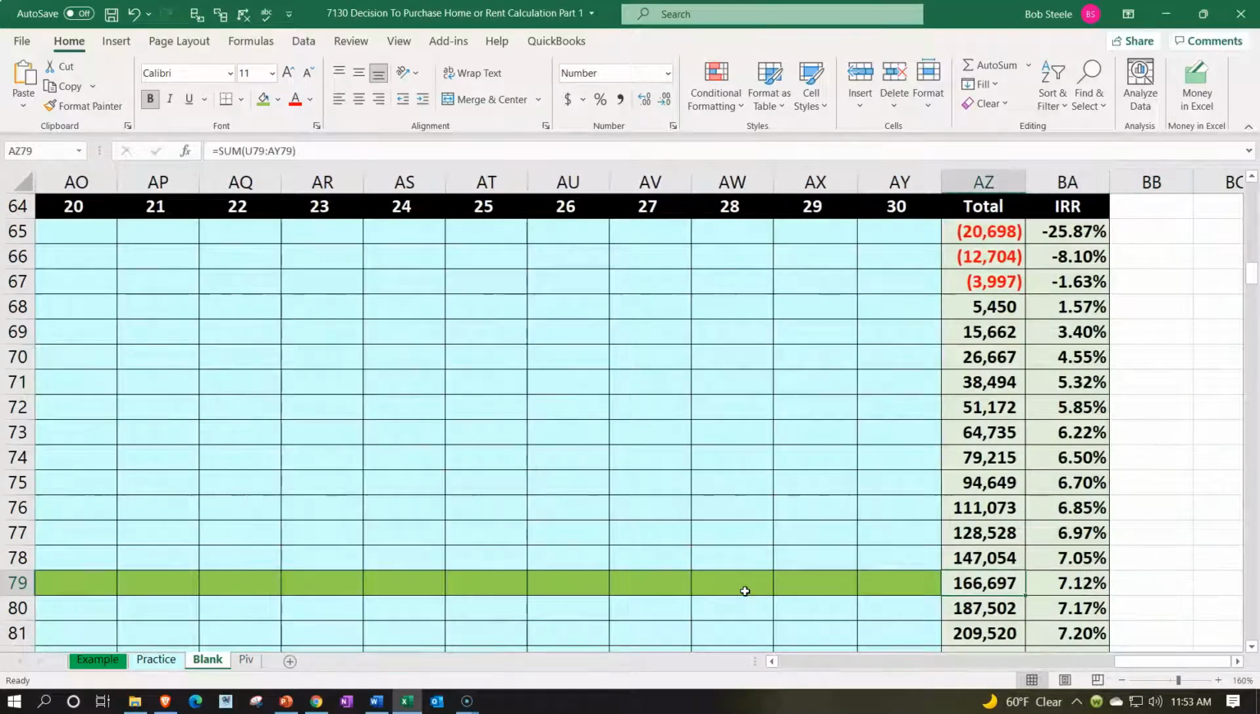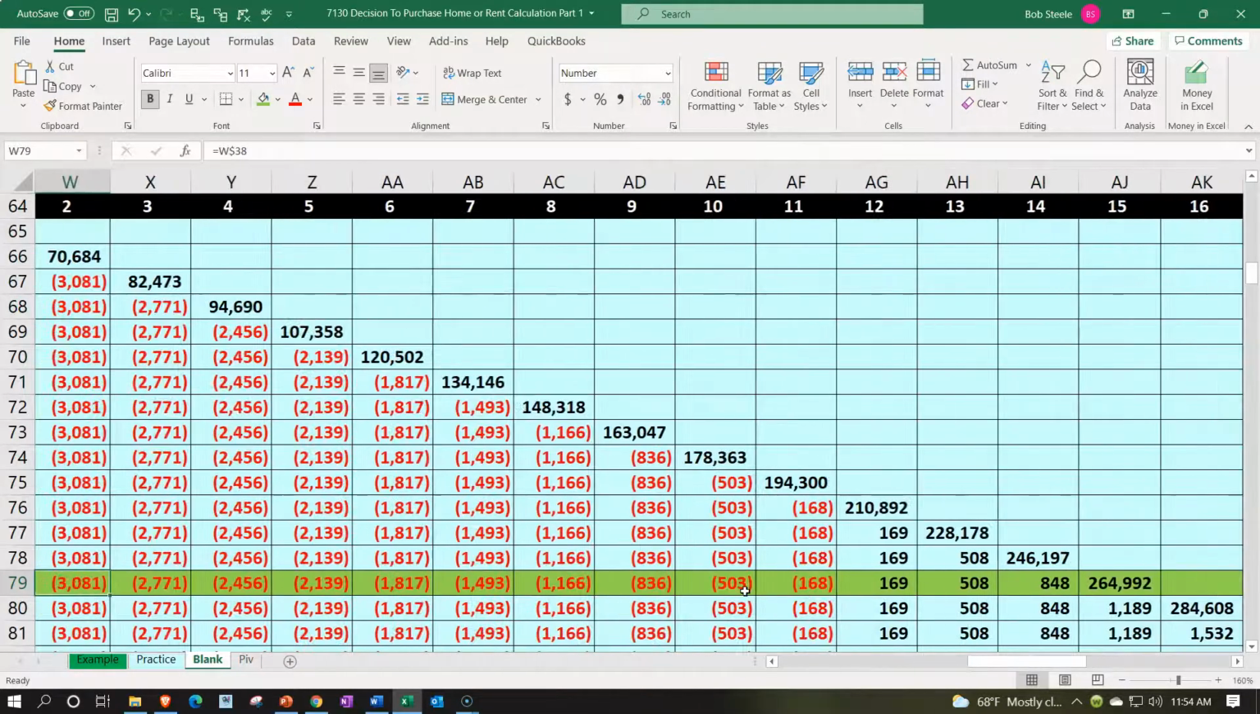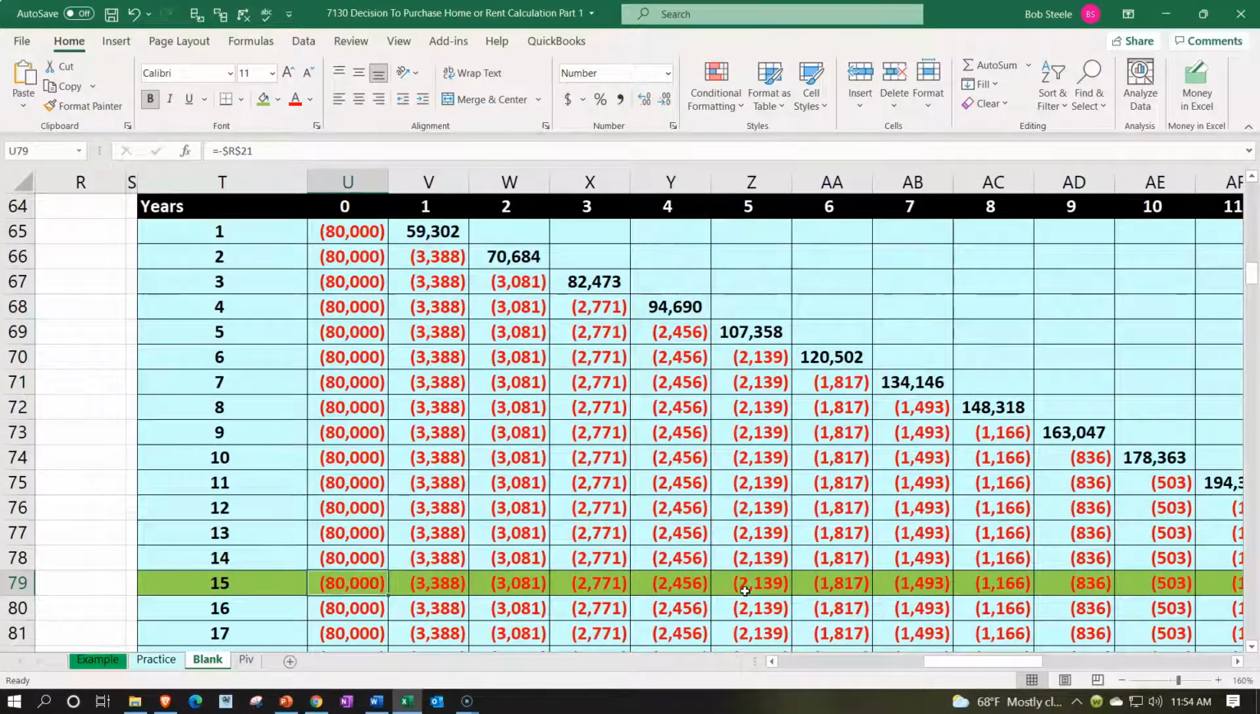So if we add that up, we're at the $166,697. That's the net cash flow, but that's over 15 years. So the question is, could I have taken this money, the $80,000 up front, and all these net payments on the negative, and invested it somewhere else and gotten a similar return? Would it be worthwhile to put the money in there?